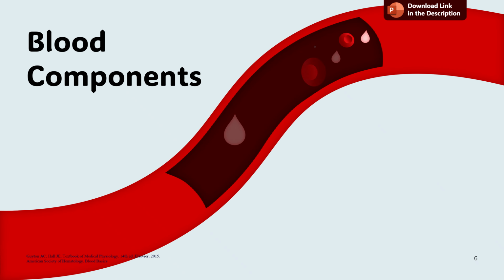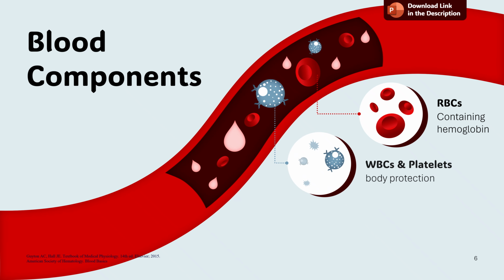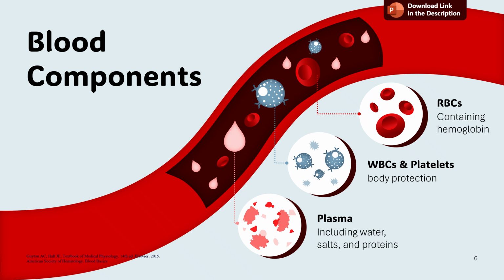Blood consists of 4 key components. Red blood cells, or RBCs, contain hemoglobin for oxygen transport. White blood cells and platelets work together to protect the body from infection and control bleeding. Plasma, the liquid portion, carries water, electrolytes, and vital proteins throughout the circulatory system. Together, these components maintain homeostasis and support all bodily functions.